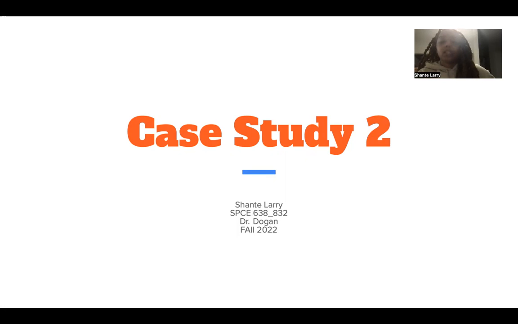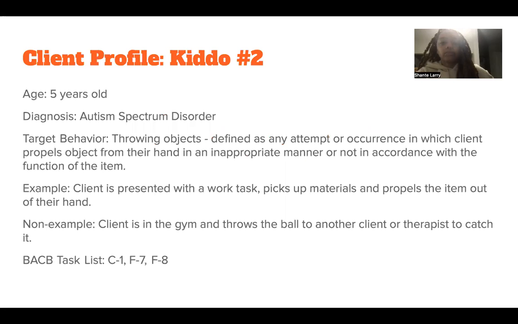This is case study number 2, client profile. The client I will be talking about today will be referred to as kiddo number 2. Age, 5 years old. Their diagnosis is autism spectrum disorder. This client actually has 4 behaviors, but I chose to discuss throwing objects.